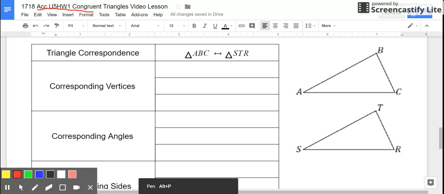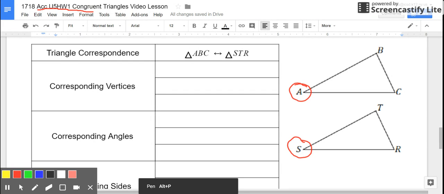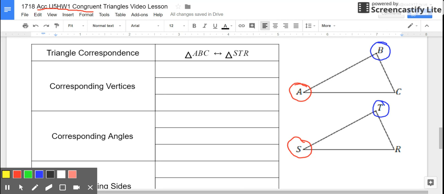So I'm going to kind of color code. I'm looking for the letters that line up in the same position. So angle A and angle S, they're both in that lower left-hand position. Angle B and angle T are on top. And angle C and angle R are in the lower right-hand corner. Those are our vertices, right? Which are the same in this case as our angles.